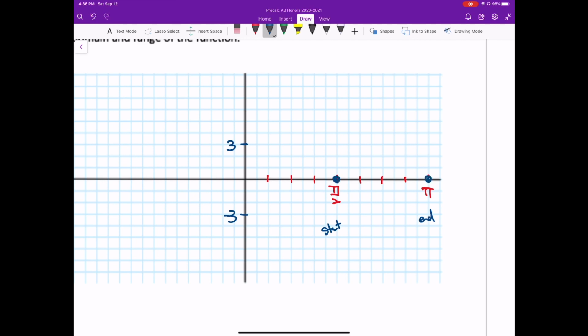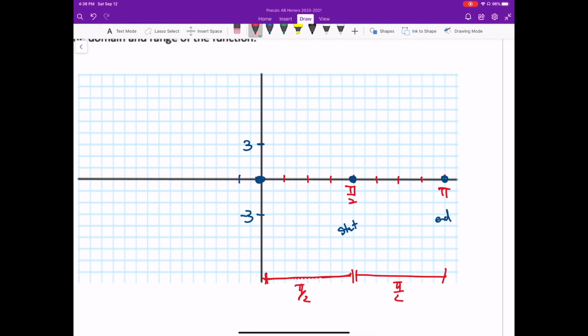Every pi unit, we're going to have a 0. So if we go every pi over 2 units, we have a 0. So every pi over 2, we have a 0. So we're going to have another 0 right here. If we go back 1, 2, 3, 4, at negative pi over 2, we're going to have another 0 right here. And in between all of those zeros, guess what we have? We have an asymptote. Another asymptote here. We have another asymptote here.